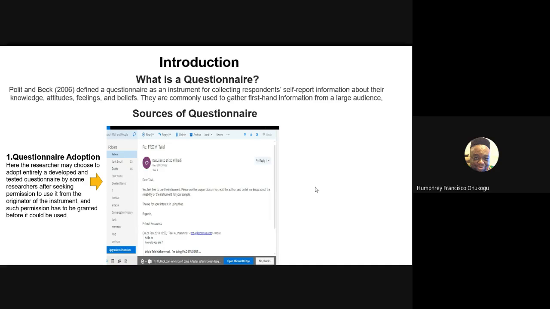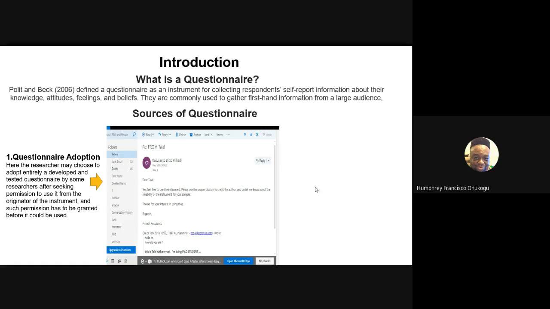We can't talk about questionnaire development without first asking, what are the sources of the questionnaire? The first source of questionnaire is by adoption. In adoption, the researcher may choose to adopt entirely a developed and tested questionnaire by researchers after seeking permission to use them from the originator of the questionnaire, and such permission must be granted before it could be used.